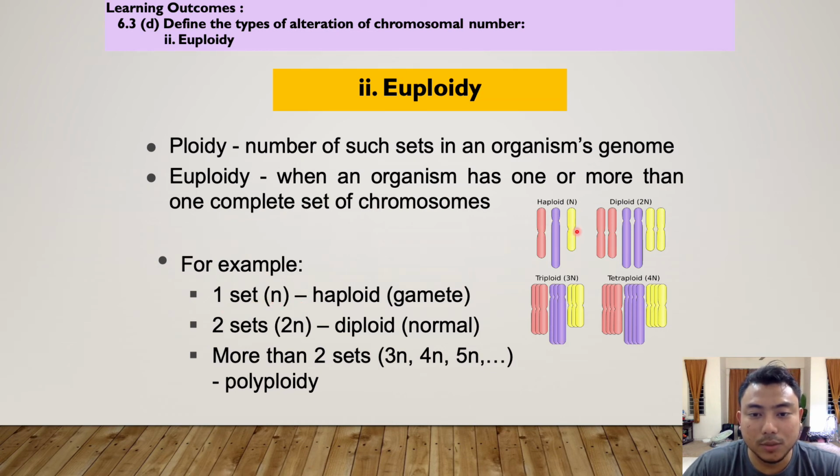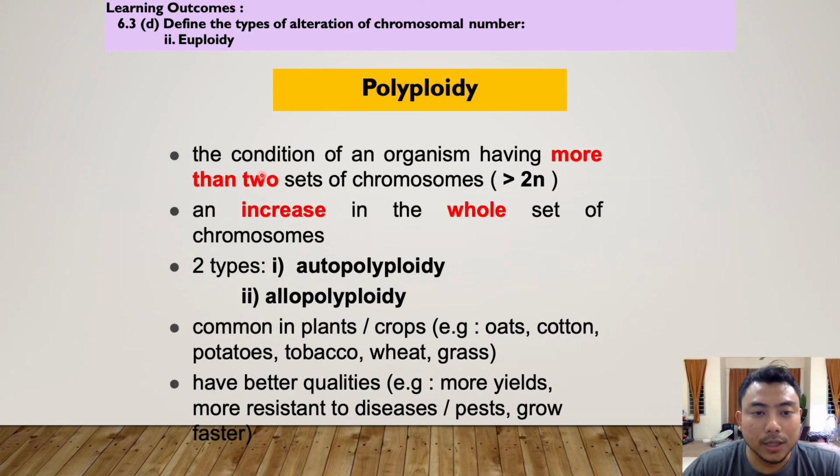So ada 3 kromosom sahaja, hanya satu merah, satu ungu and satu yellow. For 2 sets or 2n, diploid, a normal individual, which is this one, 2 sets of red, 2 sets of purple and 2 sets of yellow. If it has more than 2 sets, we're going to call it 3n, 4n and 5n. If it is 3n, ada 3 copies, 4n tetraploid and continuing until 5n and so on. Polyploidy is the condition of an organism having more than 2 sets of chromosomes, lebih daripada diploid, an increase in the whole set of chromosomes.